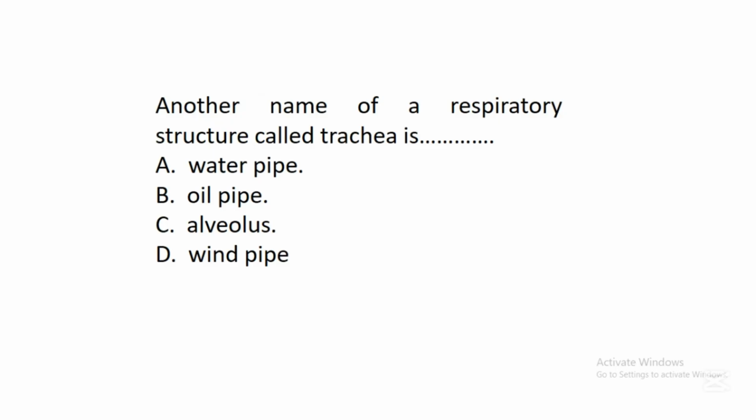The next question says, another name of a respiratory structure called trachea is dash. A. Water pipe. B. Oil pipe. C. Alveolus. D. Windpipe. In this question, the correct answer is D. Windpipe. So there is a structure called trachea. This trachea helps in respiration, and another name given to this trachea is windpipe in human beings.